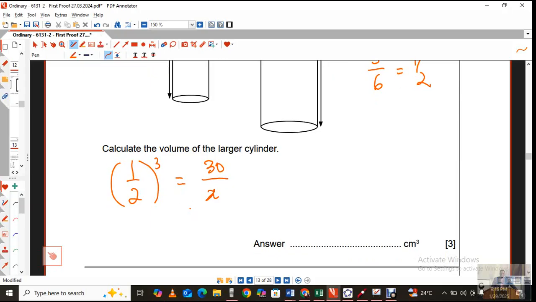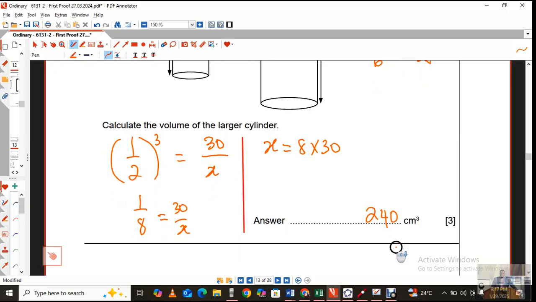So this is 1 over 8. If you punch this in, 1 over 8 equals 30 over X. Cross multiply there. You will get that X equals 8 times 30. When you multiply, that is 240 centimeters.